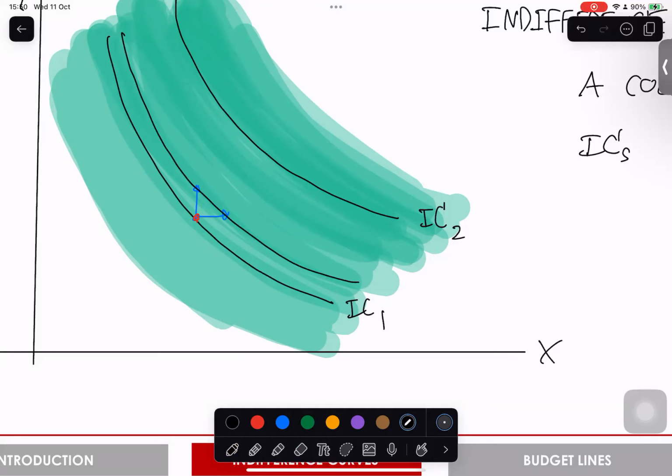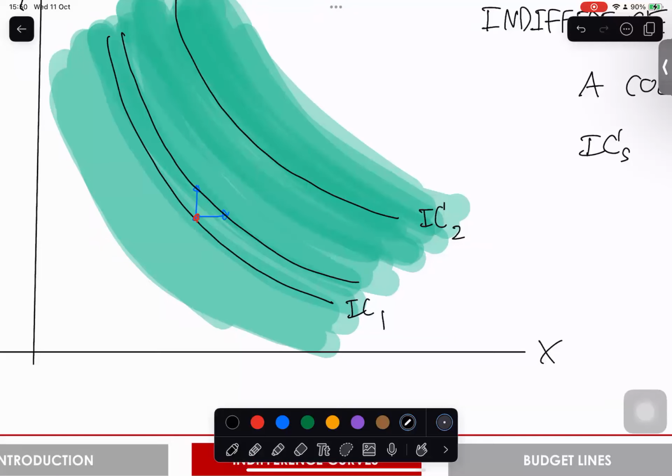Makes sense. Every time we give this guy more pizza or more Pepsi, his satisfaction level jumps to the higher IC, higher and higher satisfaction level all the time. That's why there is no gap between the ICs at all.